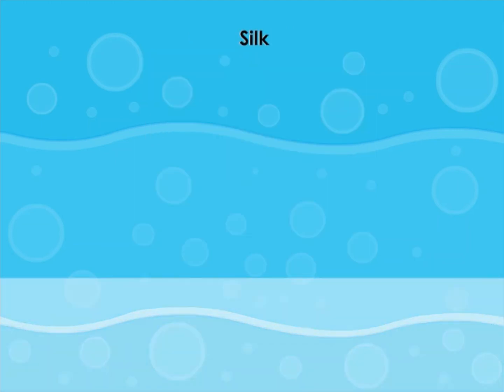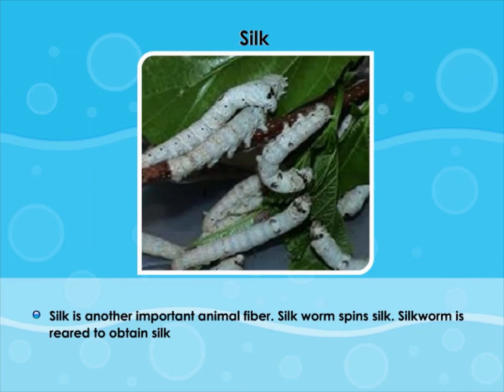Silk. Silk is another important animal fiber. Silkworm spins silk. Silkworm is reared to obtain silk.